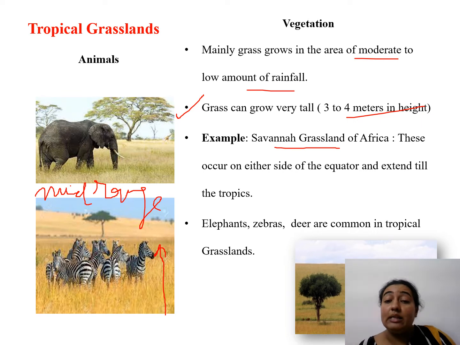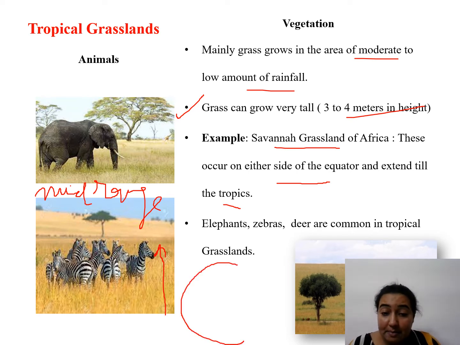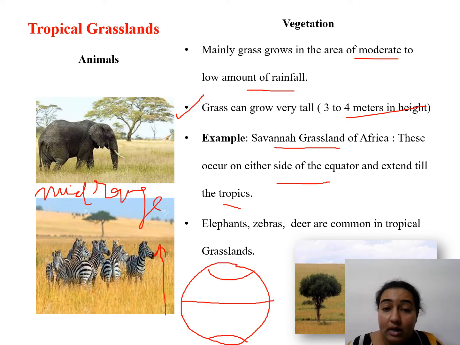These occur on either side of the equator, extending to the tropics. Now, tropical grasslands, where are they found? They are also telling us that suppose this is your earth, this is our northern hemisphere, this is the southern hemisphere. And now if this is your equator, so where will they be found? Savanna grasslands will be found either here or here, midway between this portion and this portion.